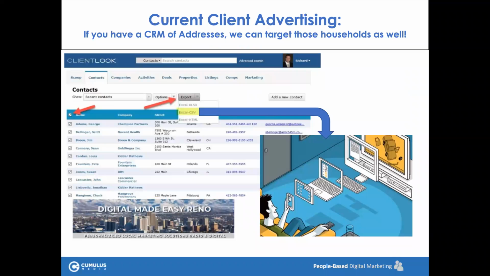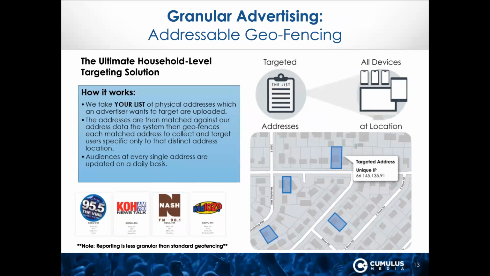Now, if you have the addresses and names of your current customers, simply update that, and then make sure you give Cumulus Digital an Excel spreadsheet in any of the formats you see on your screen. And then we can target those households directly across multiple devices. That's right. We take a list of your physical addresses, upload them to the cloud, and then serve them directly to the household of the individual you're looking to target.